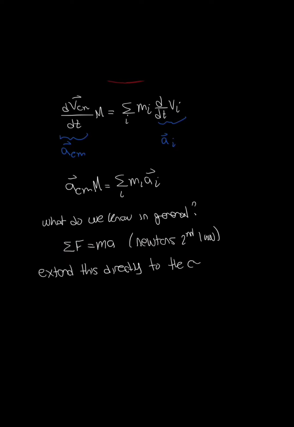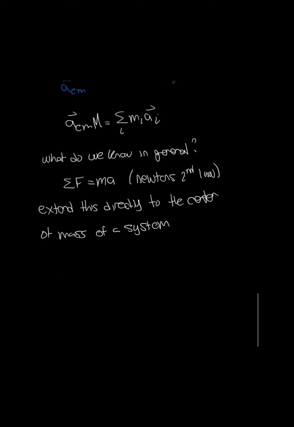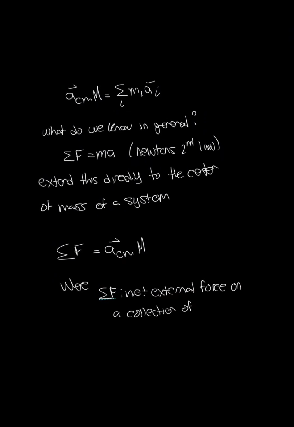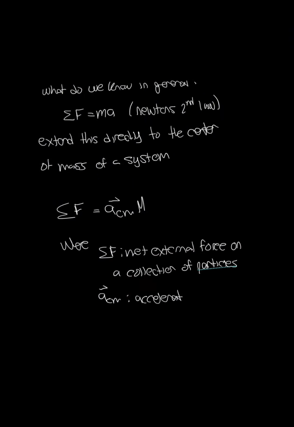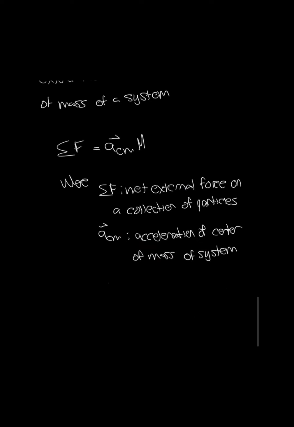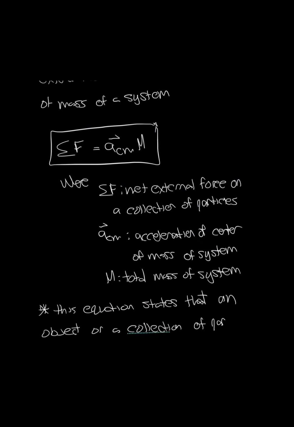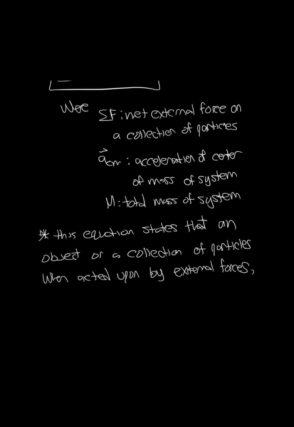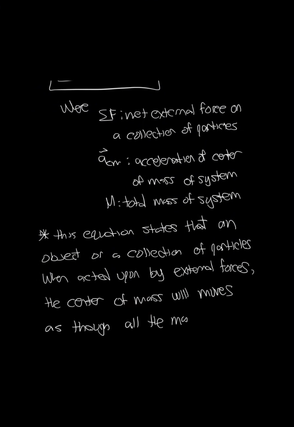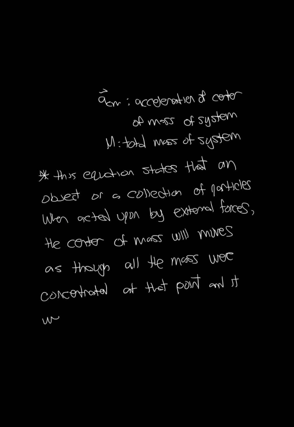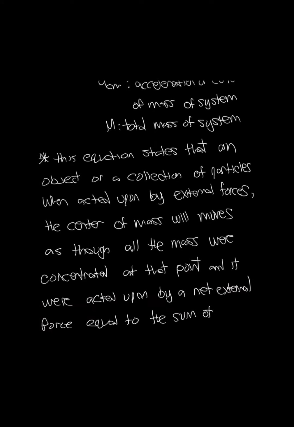Extend this directly to the center of mass of a system. It's going to be equal to this, where the summation of F is the net external force on the collection of particles in the system, ACM is the acceleration of the center of mass of the system, and then M is the total mass of the system. And so this equation states that for an object or a collection of particles, when acted upon by external forces, the center of mass will move as though all the mass were concentrated at that point and were acted upon by a net external force equal to the sum of the external forces in the system.